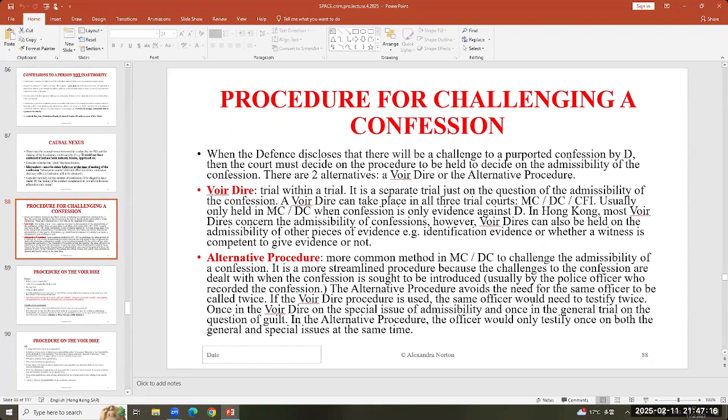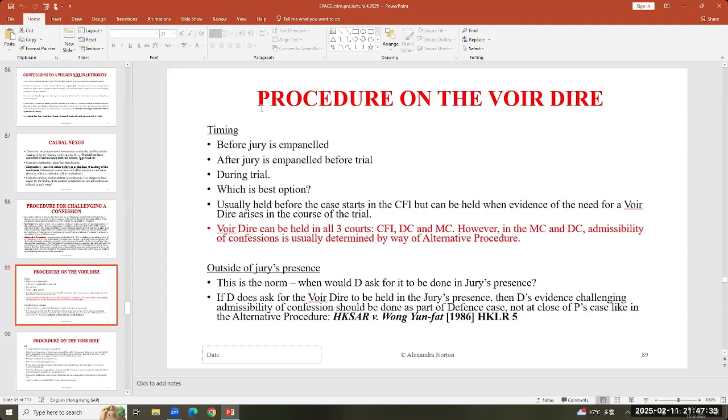So how does the confession get challenged? Remember the two different alternatives: voir dire, possible in all three courts, but generally only in the CFI. The alternative procedure, when you deal with the admissibility of the evidence in the course of the trial. Usually the voir dire would take place before the jury is impaneled in the CFI, because it takes time and you don't want them waiting around. Usually it's done outside of the jury's presence, because it's a question of law for the judge to decide.